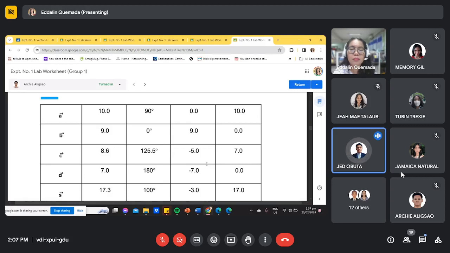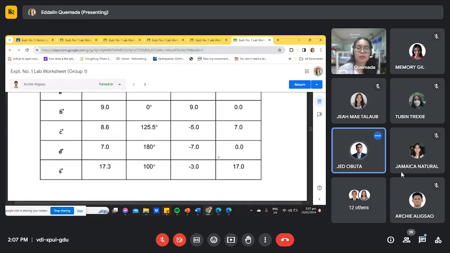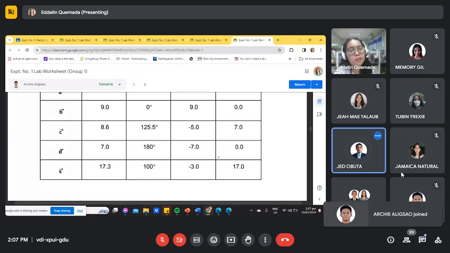For vector C, 8.6 at 125.5 degrees, it moved along both the x and y axes. It moved negative 5, which means 5 units to the left. Positive is to the right, and negative is to the left. So it moved 5 units to the left, then moved up 7 units.